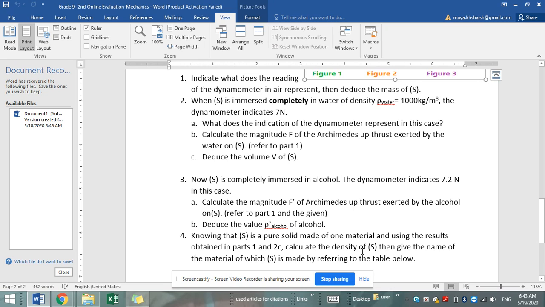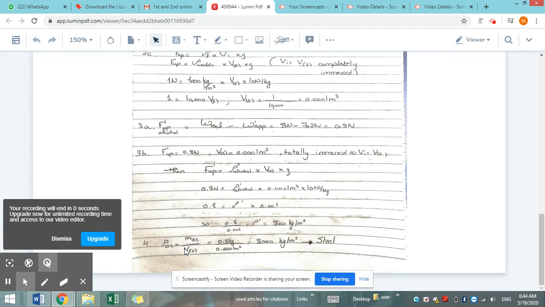Do not mix things up. They are not asking us to calculate the density of the water or the density of the alcohol. They're asking us to calculate the density of this solid S. So we have to apply the general formula of density, which is mass over volume, and 0.8 kilograms over 0.0001 meter cube. In the SI unit, we have that the density of the solid is 8,000 kilograms per meter cube.